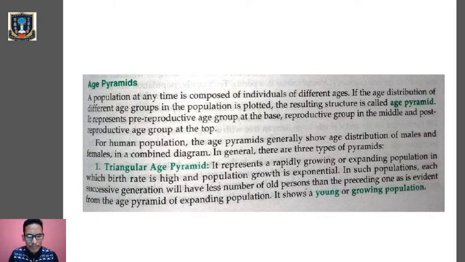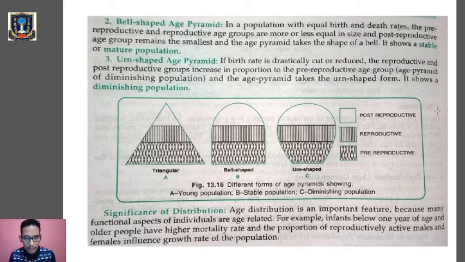Now when we distribute the organisms of the population according to the different age groups and plot it, we get a particular pyramid, and that pyramid is called the age pyramid, because the population is mainly composed of pre-reproductive, reproductive and post-reproductive groups. This age pyramid represents the pre-reproductive age group at the base, the reproductive group in the middle, and the post-reproductive group at the top. I'll show you. If you look over here, this is the base, so this will represent our pre-reproductive group.